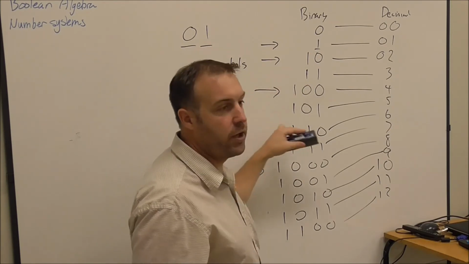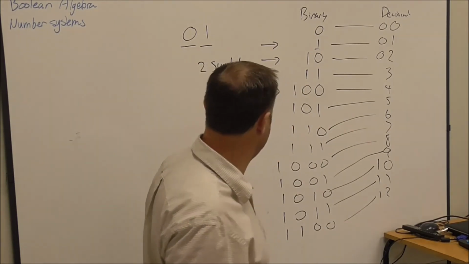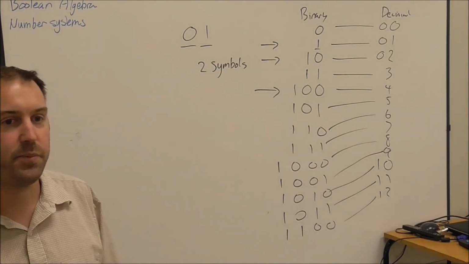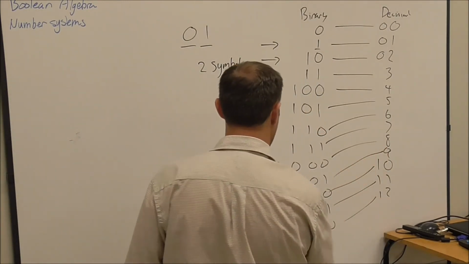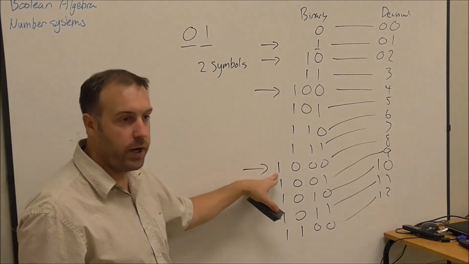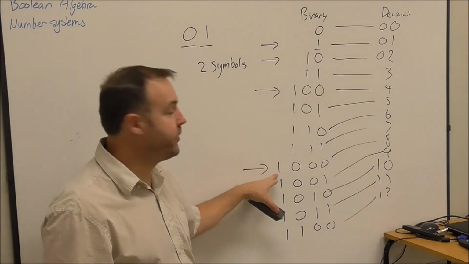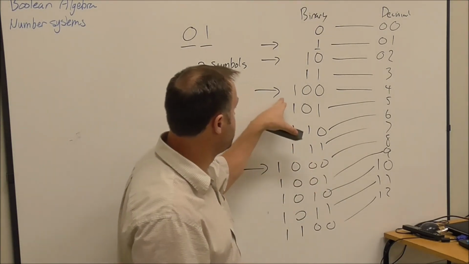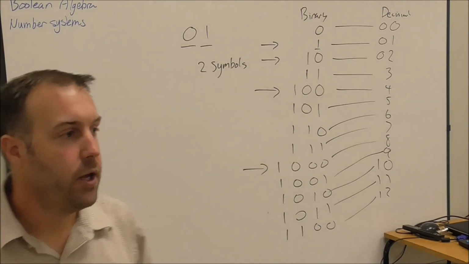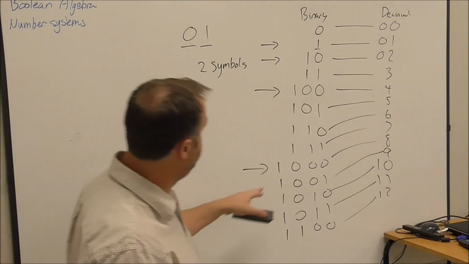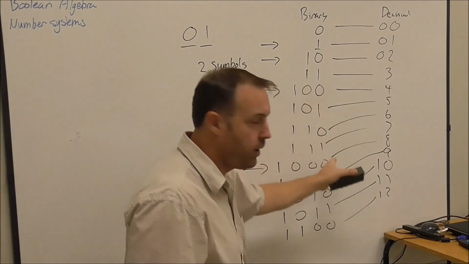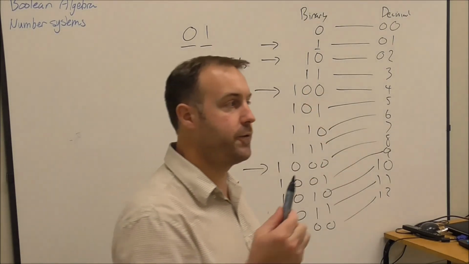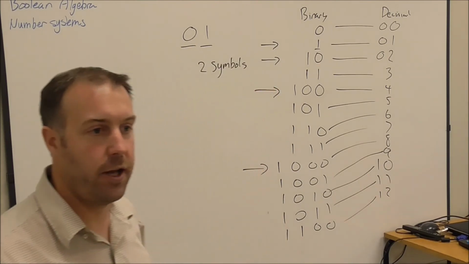And so what do you think the next one is? If I didn't tell you what it was, what do you reckon the next one would be? 8. Okay, and if you look, 8 is this one here. There we go, there's a single 1 on the leftmost, and it is twice the size of 4. Each of these values is just a factor of 2 greater than the next one.